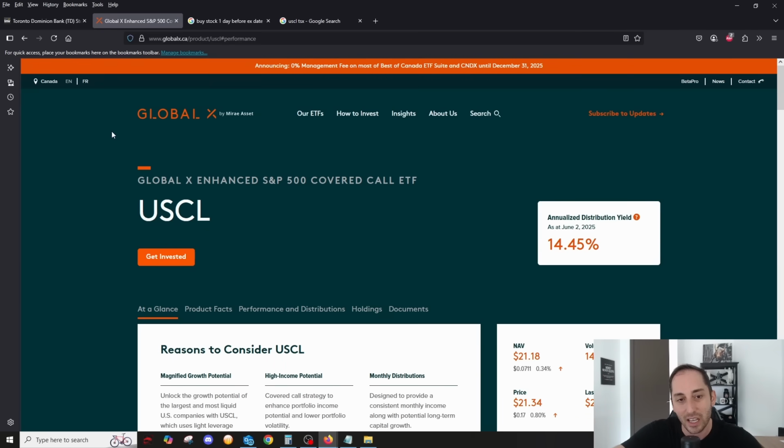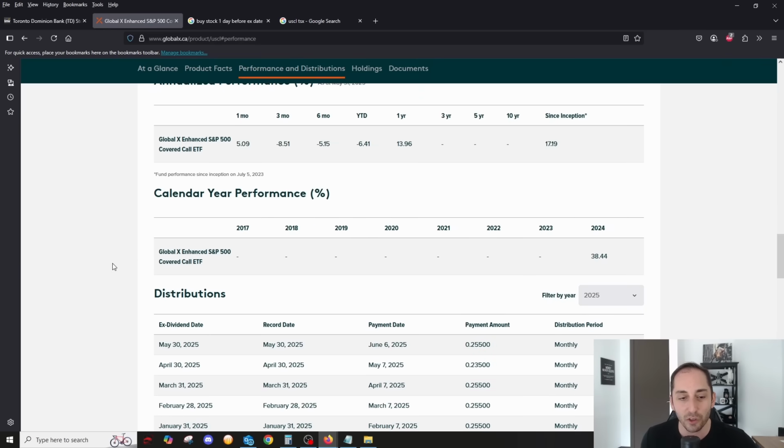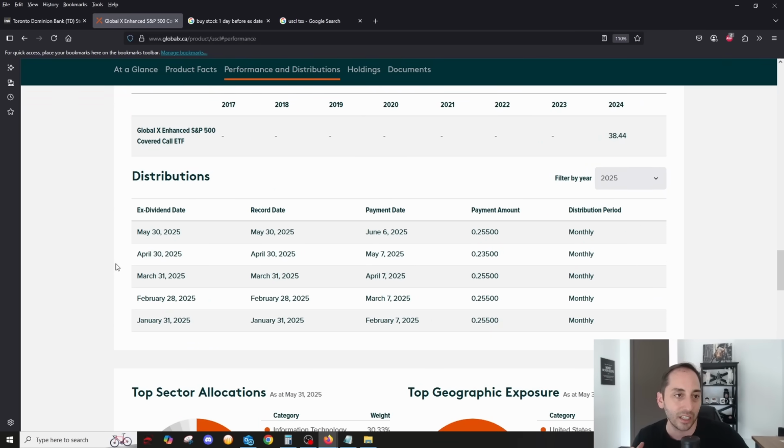This is the Global X Enhanced S&P 500 Covered Call ETF, which gives out monthly distributions. So if we scroll down, you can actually see, unlike the TD page, that there's the X dividend date and the record date, and you see, very easy, it's the exact same date, and that's going to be going forward. They recently changed that the record date is the same exact thing as the X dividend date. So if you want to get the USCL distribution, if you want to get paid on June 6, 2025, you simply have to buy USCL shares 1 day before the X dividend date, right?